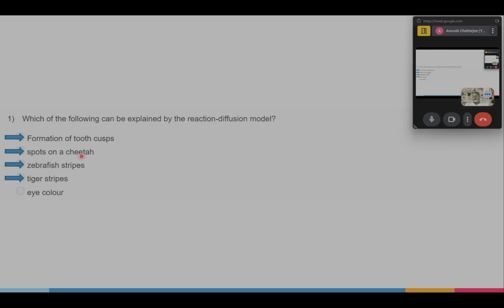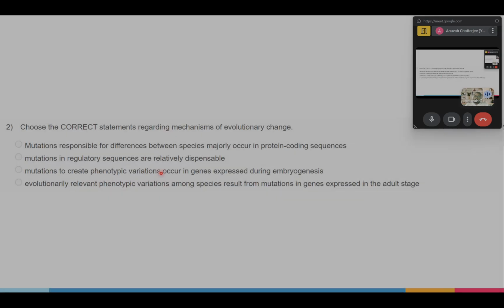The spots on the cheetah are also an example of the reaction diffusion model. Zebra stripes as well as tiger stripes, where random stripe patterns emerge from an originally symmetric tissue field. All of these can be explained by the reaction diffusion model. The eye color, on the other hand, is not such a pattern that can be explained by this model. Okay, so this was about the reaction diffusion model.